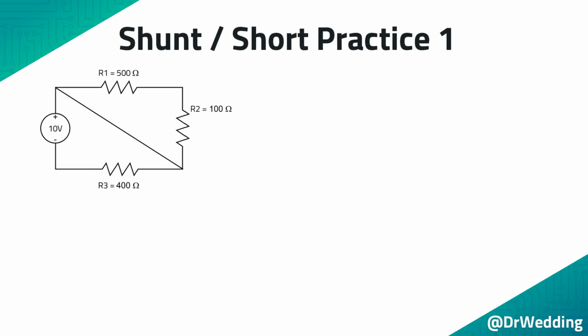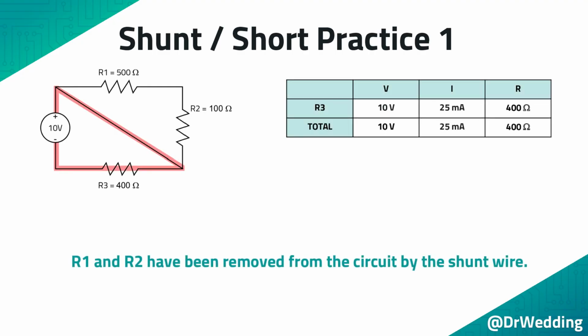Here is the same circuit, but the shunt has been moved. You may wish to pause the video and see if you can solve the circuit. When you restart the video, the path the current takes will be highlighted and the table will be filled in. The shunt has bypassed R1 and R2, so only R3 is in this circuit. The current path has been highlighted. The bypassed resistors have been removed from the table and the remaining information has been filled in.